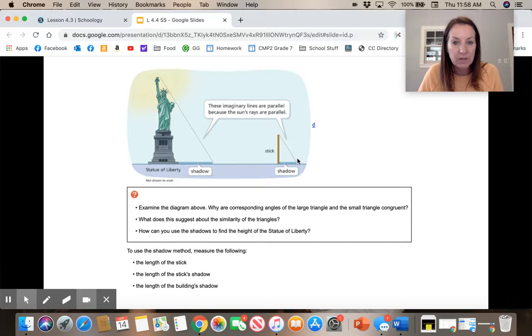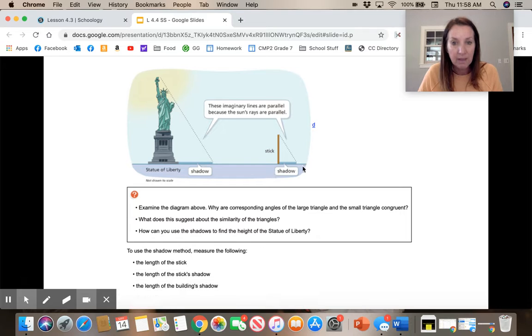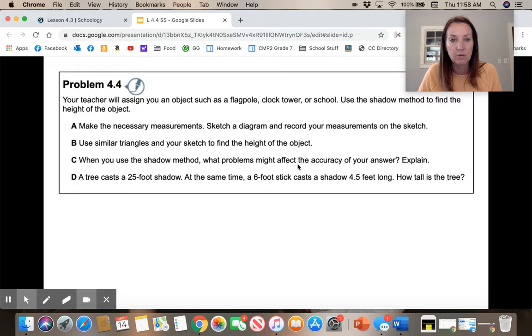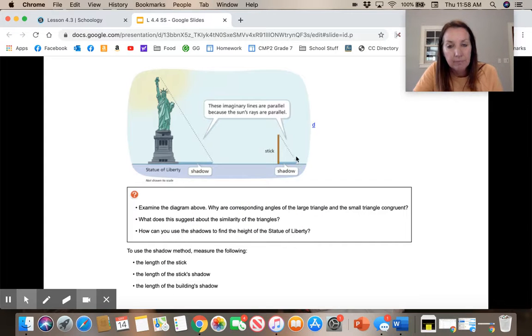So how are we going to use that shadow? To use the shadow method, measure the following: the length of the stick, the length of the stick's shadow, and the length of the building's or whatever you're measuring's shadow. Okay, and you can then use scale factor to determine the height. You could use ratio or scale factor to figure out the height.